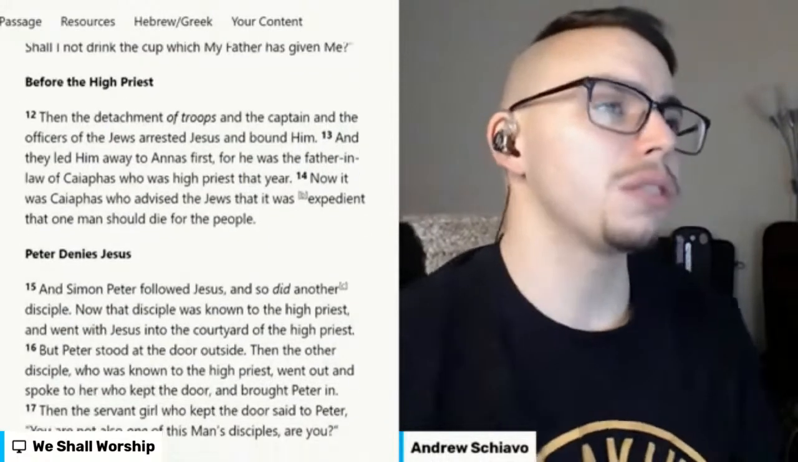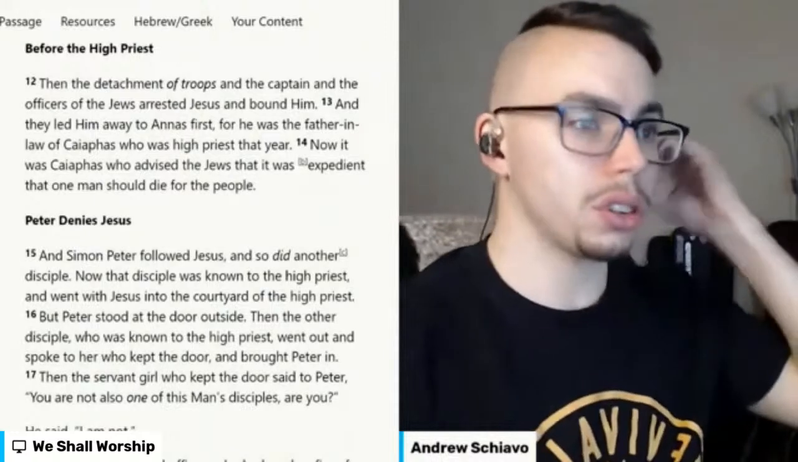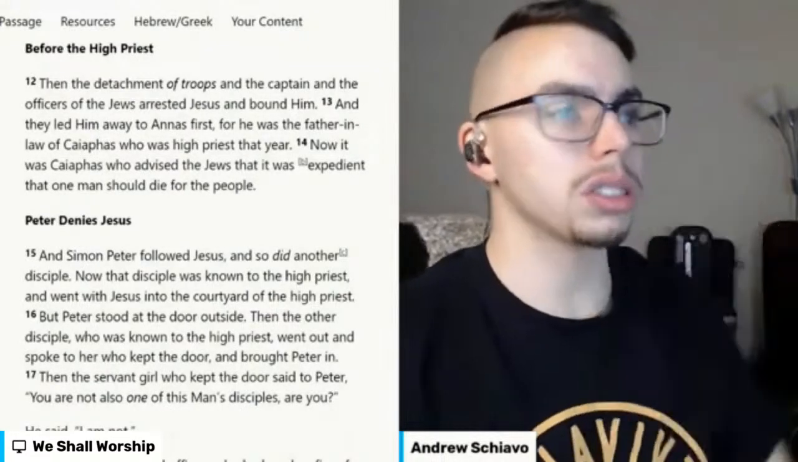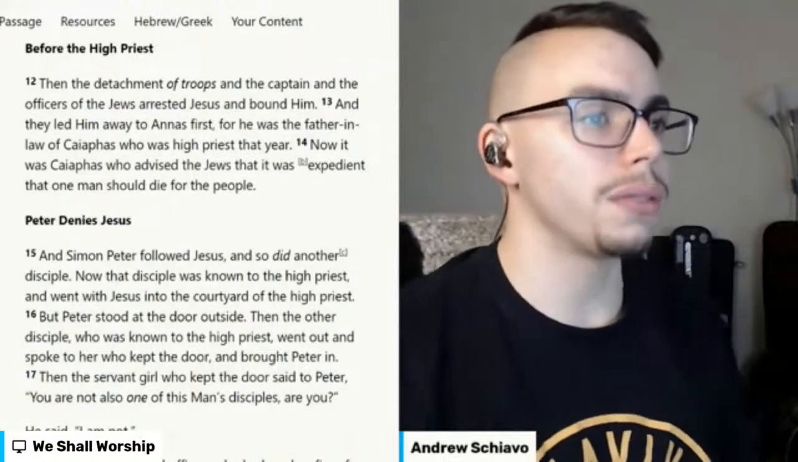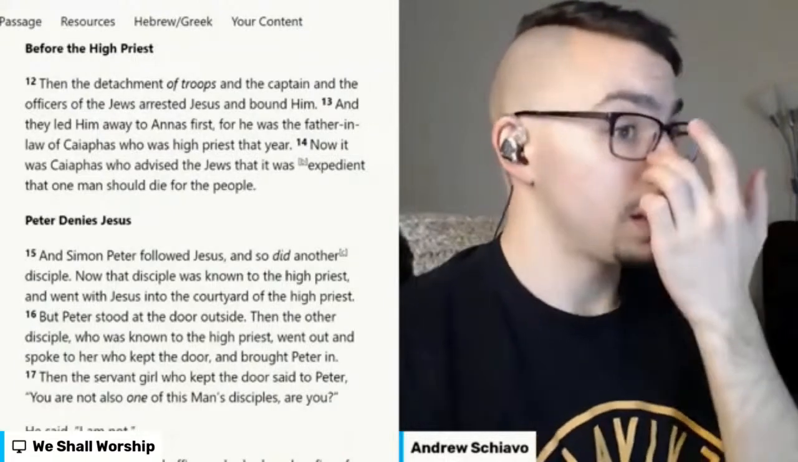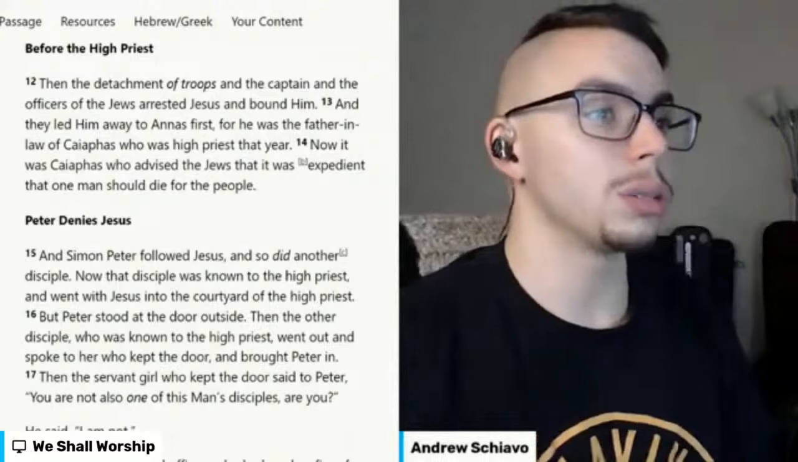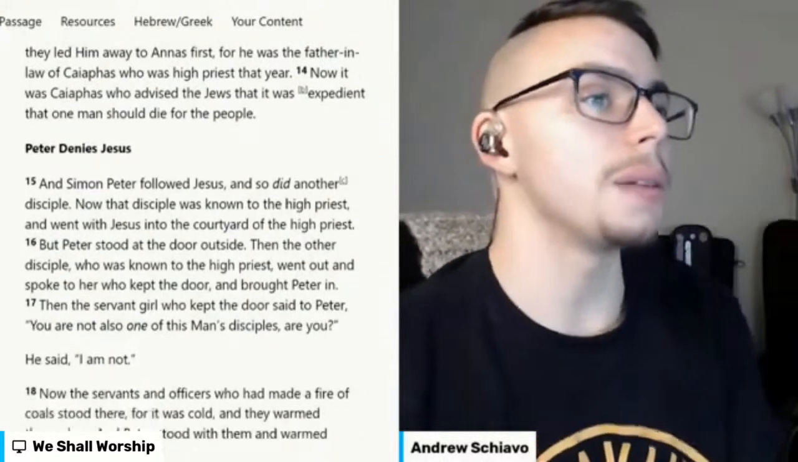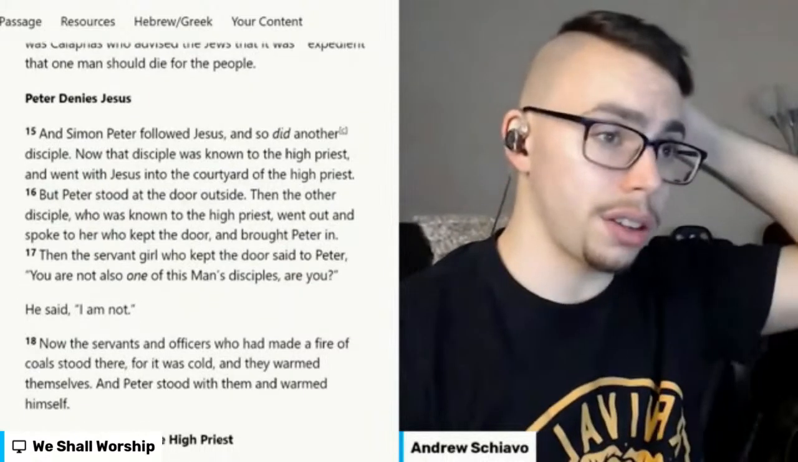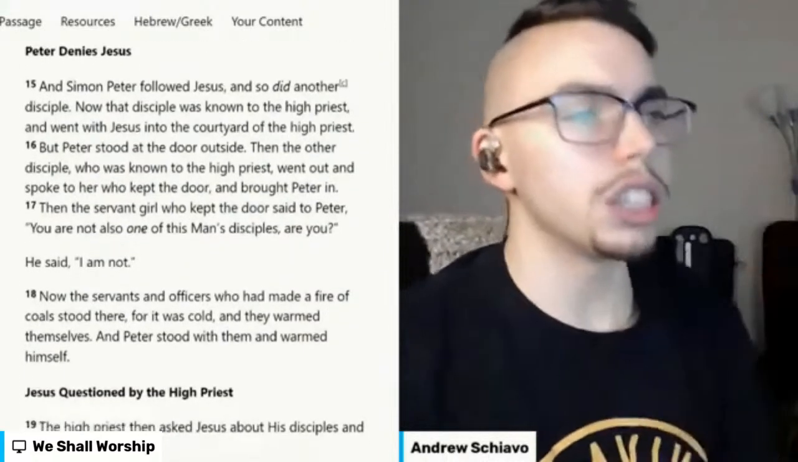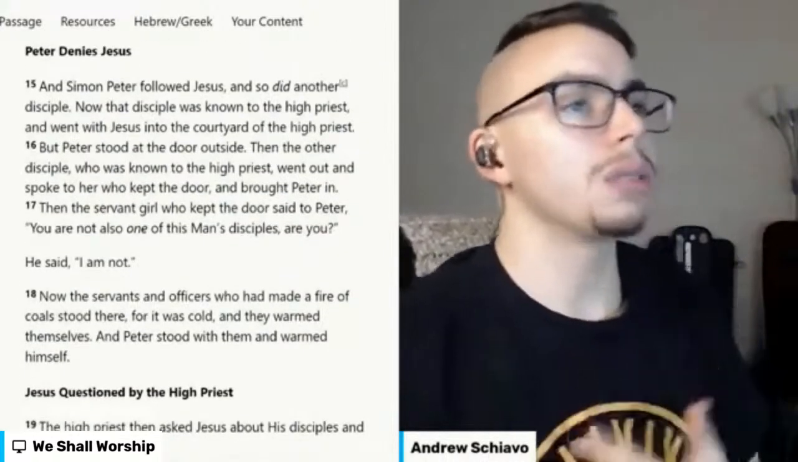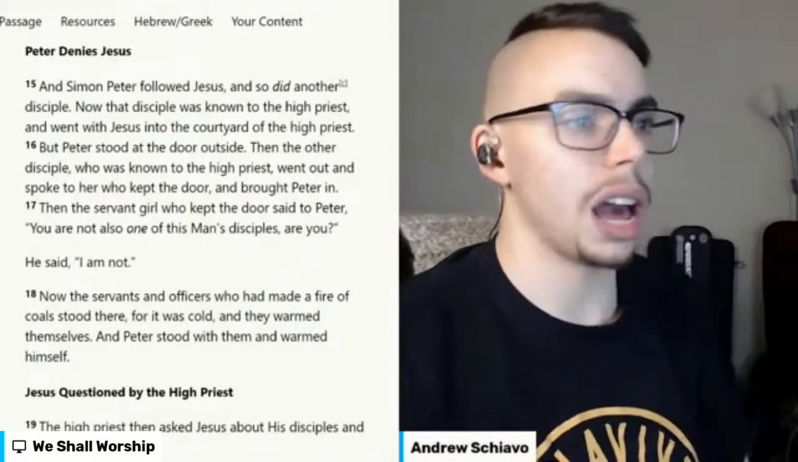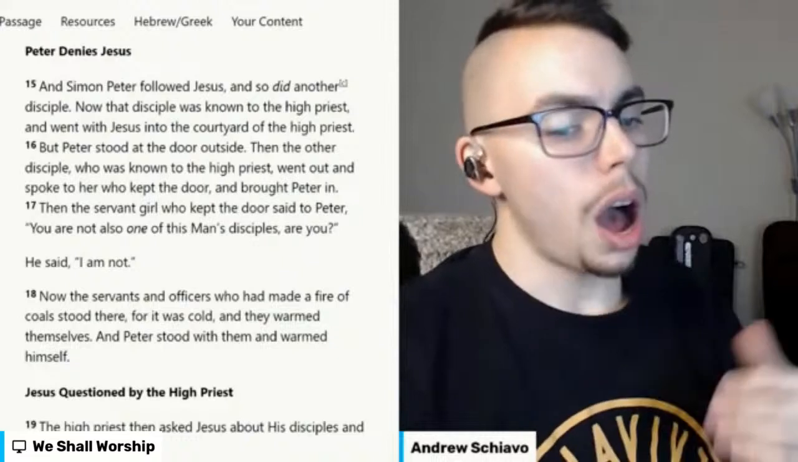Then the detachment of troops and the captain and the officers of the Jews arrested Jesus and bound him, and they led him away to Annas first, for he was the father-in-law of Caiaphas, who was high priest that year. Now it was Caiaphas who advised the Jews that it was expedient that one man should die for the people. Wow. And Simon Peter followed Jesus, and so did another disciple. So we're seeing that even the religious leaders had a feeling that he was going to die for the Jewish people, but they still didn't believe that he was God.